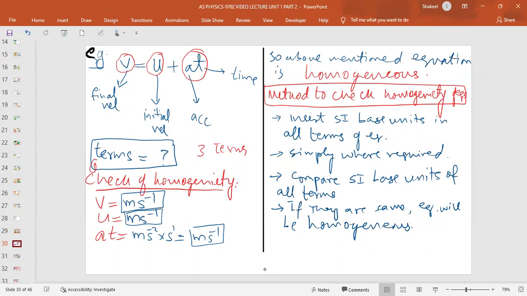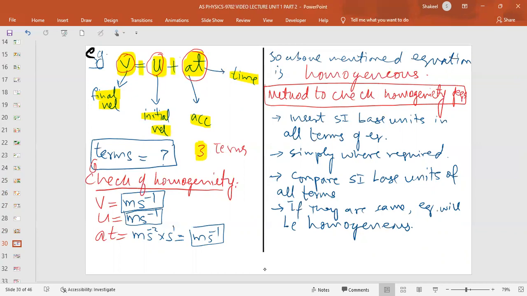Okay, moving forward to an example, like V equal U plus AT. This is the first equation of motion. So this is final velocity, this is initial velocity, this is acceleration, and T is time. So you know how many terms are there as the equal and positive signs are there. So 1, 2, and 3. So three terms are there, right?